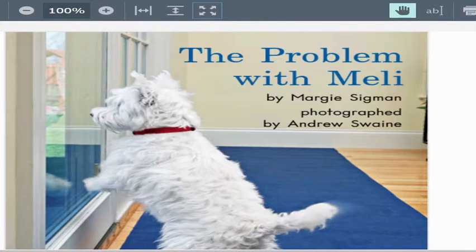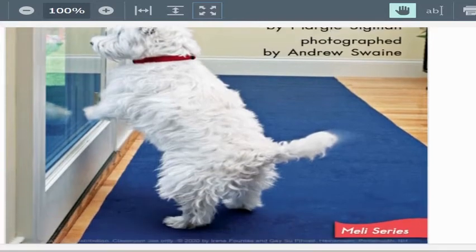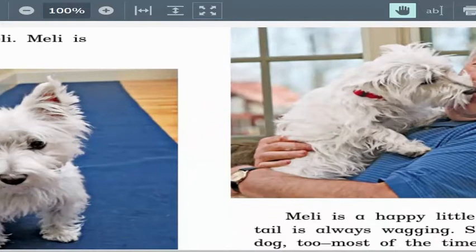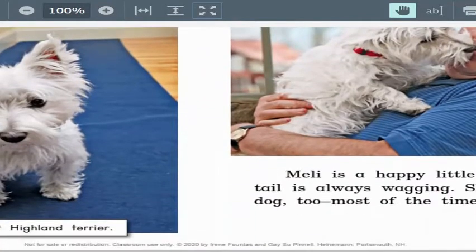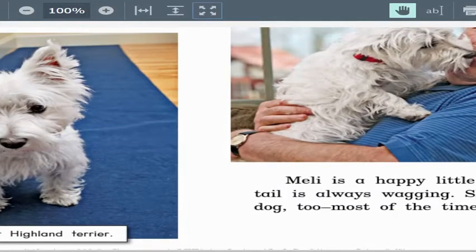Okay, so let's look at page 2. You can see the page numbers as we scroll. Okay, so here's page 2. I don't like the way this one comes up. The other ones come up a little differently. So here on page 2, there's a picture of Meli. The sentence in the box has extra information. It explains that Meli is a West Highland Terrier. So that's the kind of dog she is, a West Highland Terrier.